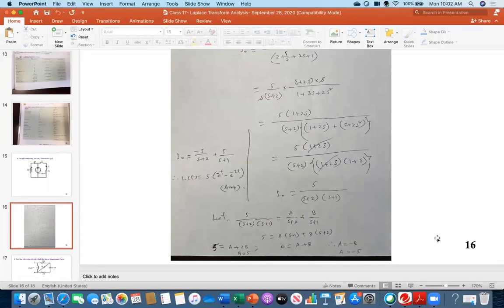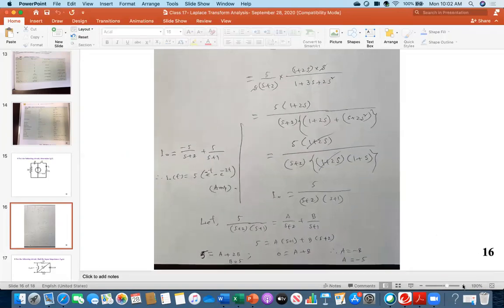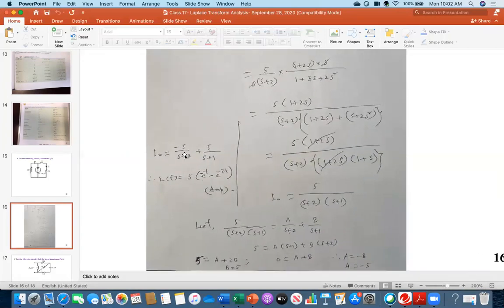Therefore from there my I naught is, you see, 5, this one, e to the power minus t. I am writing this one at first. And then minus this, minus e to the power minus 2t. And 5 is the common factor. So I am done. This is my answer in time domain.